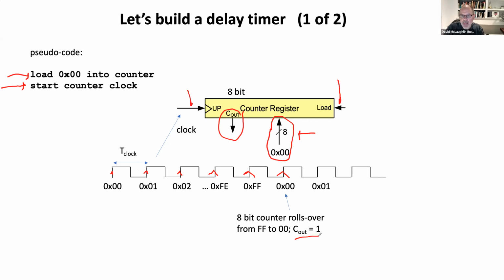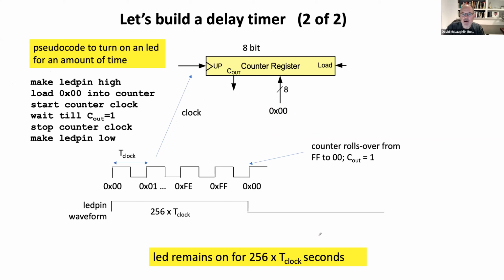Okay. Part 2. What I want to do is take what we just talked about and create some pseudocode that we can use to turn on an LED for a certain amount of time. Okay. And so here's how we're going to do that. We're going to take an LED, connect it to a pin, and just make that pin high. We pick any one of our pins, and one of our ports, make it high. We're going to load 0 into the counter, and we're going to start the clock.